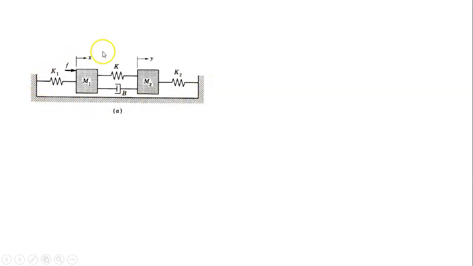Therefore, from this figure we see that there are three coordinates. Now you may be thinking which three coordinates? First coordinate is x, second coordinate is y, and third coordinate is the ground. Therefore, we will draw its grounded chair representation.